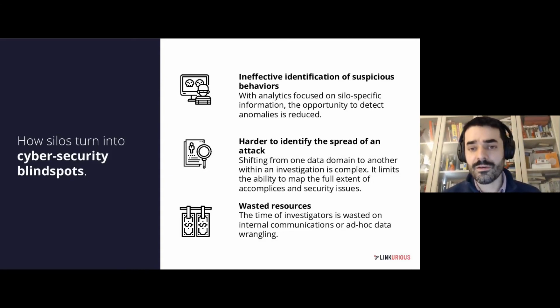First, there's an ineffective identification of suspicious behaviors. With analytics which are focused on silo-specific information, the opportunity to detect anomalies is reduced. Secondly, it's harder to identify the spread of an attack. When shifting from one data domain to another within the context of an investigation, it's complex and it limits the ability to map the full extent of the accomplices and the security issues related to the attack. And finally, there's a lot of wasted resources. The time of investigators is wasted on internal communications and on ad hoc data wrangling. So in a nutshell, silos can really quickly turn into cybersecurity blind spots.